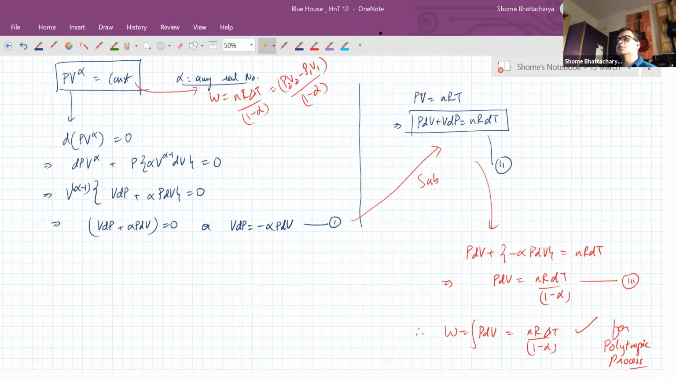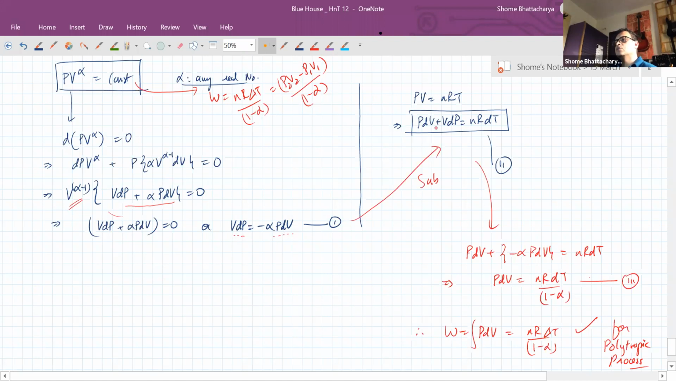Yeah, Jagannath, see the substitution is like this. First I wrote this equation in differential form. By differentiating the left hand side, right hand side is a constant, so it's equal to 0. So I got this relation between PdV and VdP. Okay, this product is 0. Now obviously V to the power alpha minus 1 is not 0, so this term only must be 0. So I can substitute VdP as minus alpha PdV in any equation, because VdP plus alpha PdV is 0.